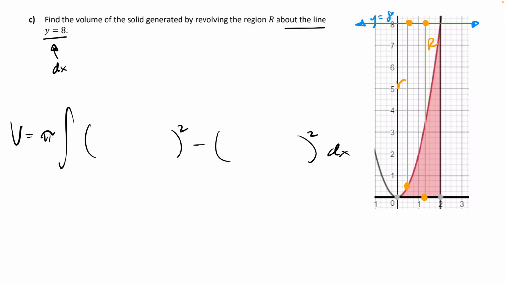What are the bounds for this one? 0 to 2 still. Not 0 to 8 because that was for dy. This is dx. 0 to 2 because it's the same shaded area still. So again, top minus bottom. It's always top dot minus bottom dot. So the top dot is at 8, so it's going to be 8 minus 0, or just 8. 8 squared is 64. The other one is going to be 8 minus 2x squared. And you're done.